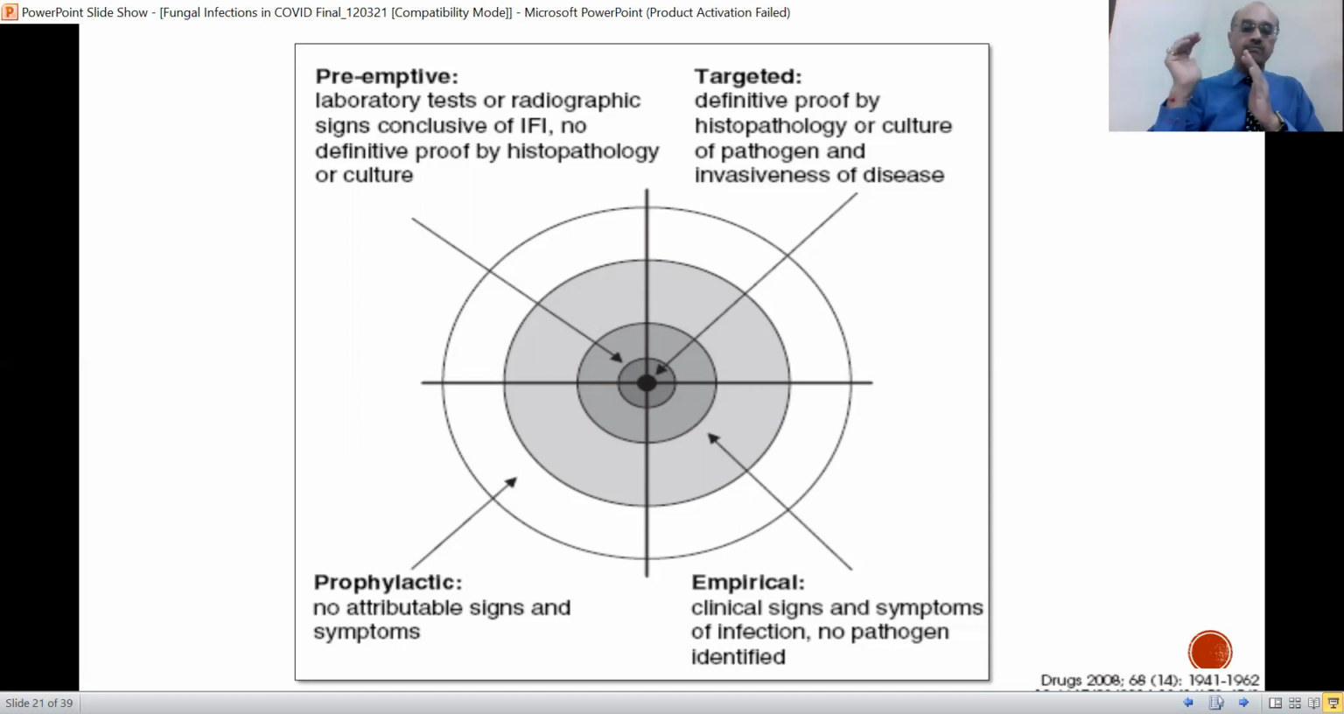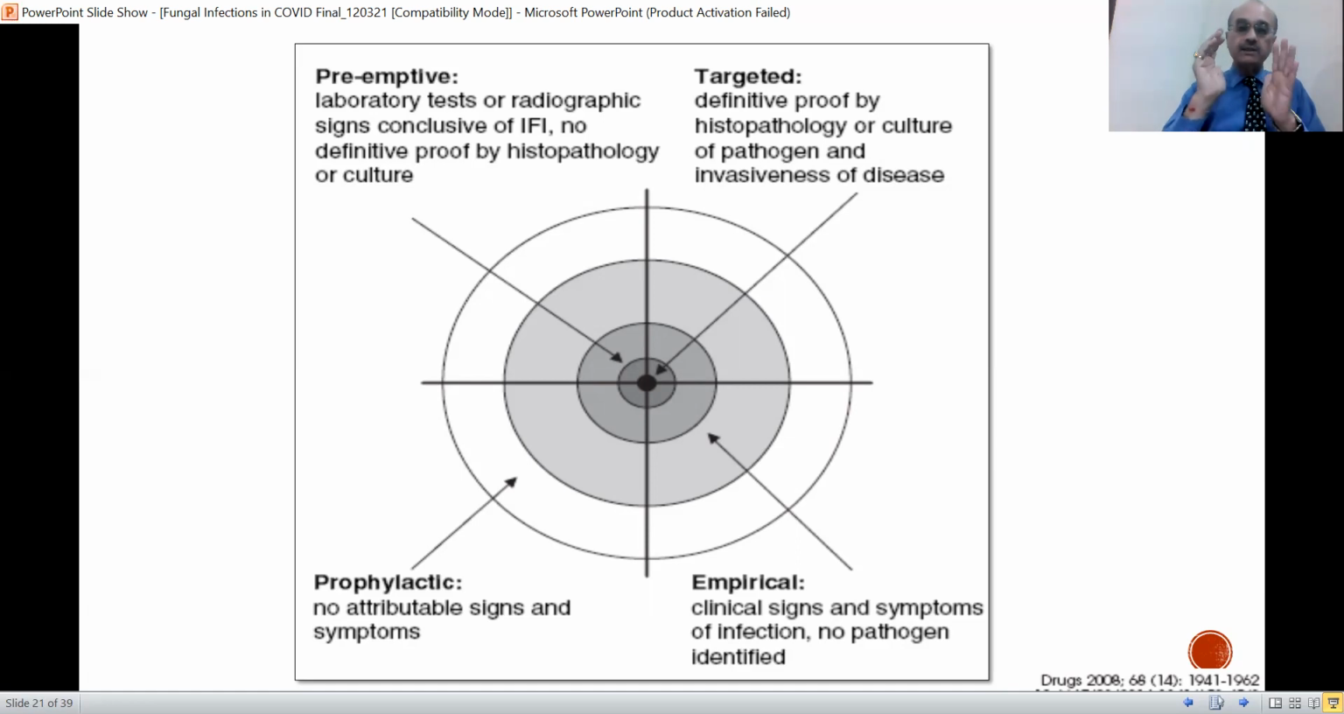Second is the empirical. Empirical antifungal therapy is given where clinical signs and symptoms of infection are seen, but no pathogen is identified. Third is the preemptive category, where the laboratory tests or radiographic signs are conclusive of invasive fungal infection, but no definite proof by histopathology or culture exists.